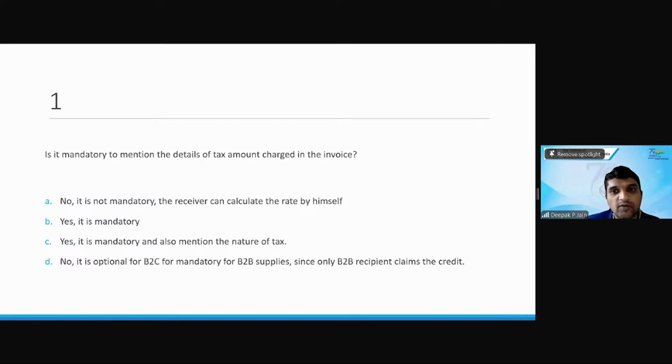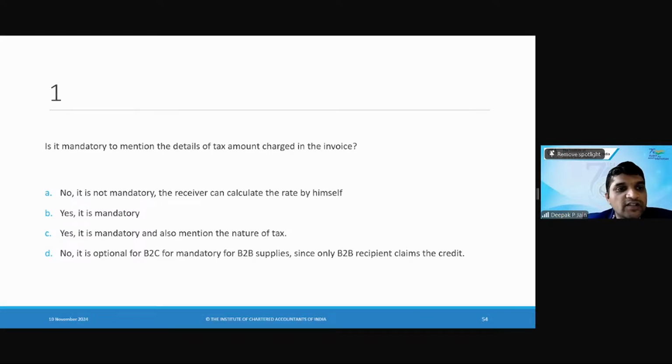How is it possible that you're confusing in this simple question? Question: is it mandatory to mention the details of tax amount charged in the invoice? Yes, it is optional, and also mention the nature of tax. Few people are saying option is C. Few people are saying no, it is D. No, it is optional for B2C and mandatory for B2B, since only B2B receives claim of credit.